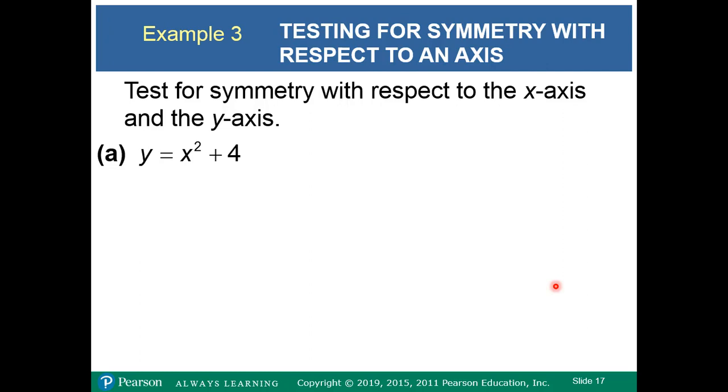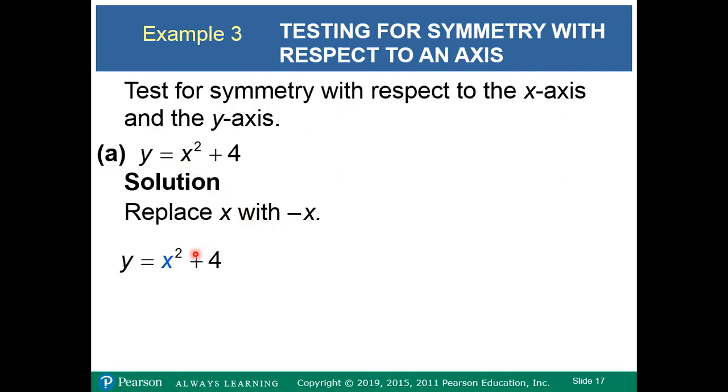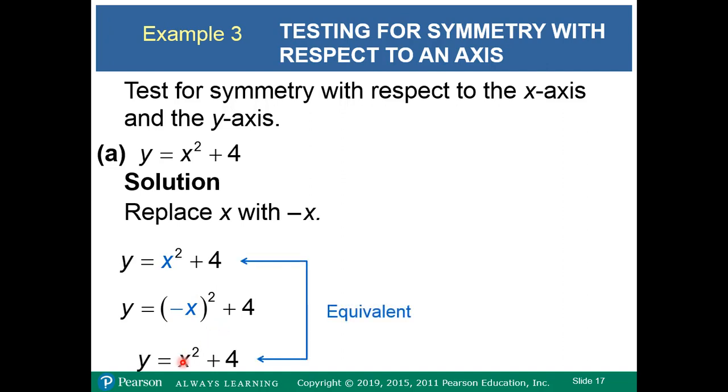Okay. So now let's test for symmetry with respect to the x-axis and the y-axis. With the y-axis, what are we going to do? We're going to replace x with the opposite value of x. We start with this, and now we replace x with negative x. Remember, don't forget the parentheses here, because we're squaring x, so if we replace x, we have to square the whole thing. And so what do we get? Well, negative x times negative x gives us positive x squared. So we get x squared plus 4, and we get the same thing.